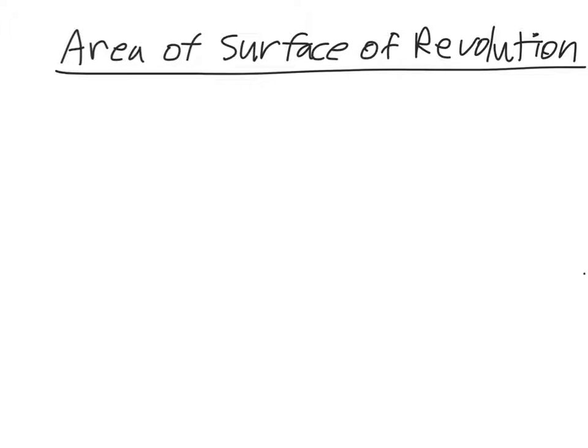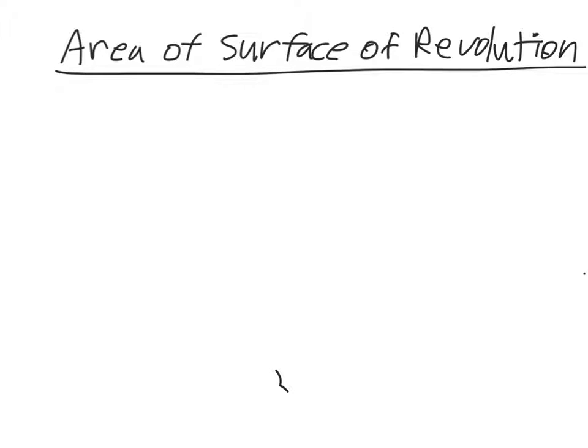Okay, in this unit we started out looking at the volumes of areas of revolution. Now we're going to take, instead of areas, arc lengths and revolve them, and then look at the area of the surface of that revolution. So we won't get a solid, we won't be finding volume, but we'll be finding area.